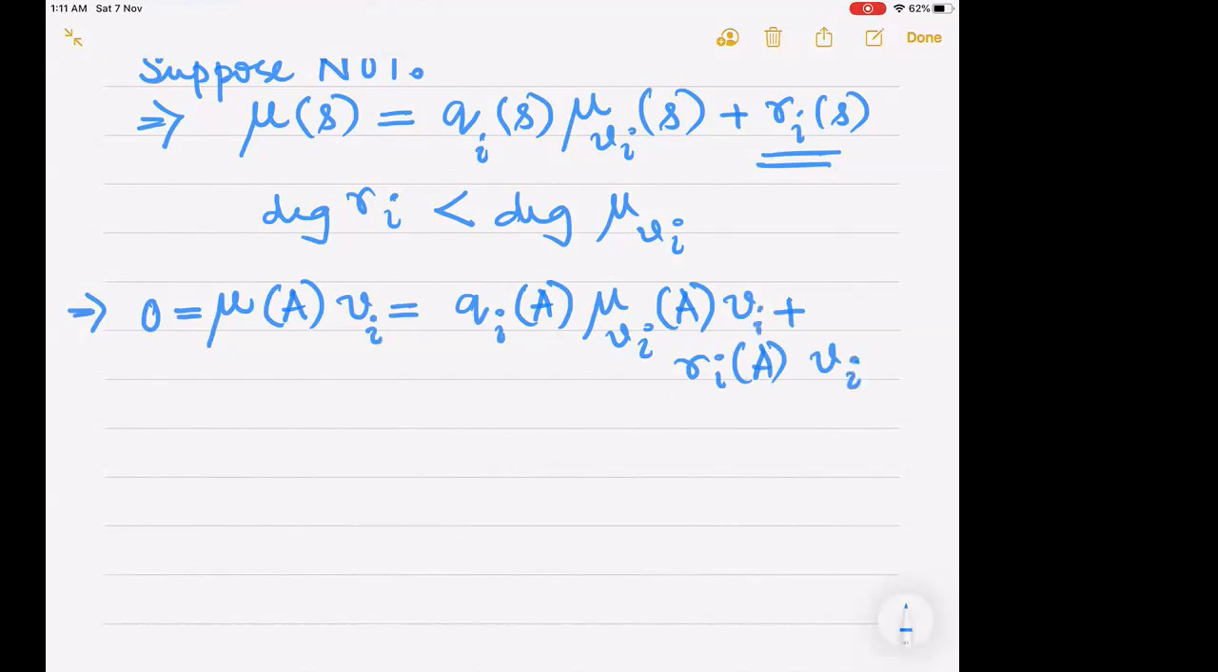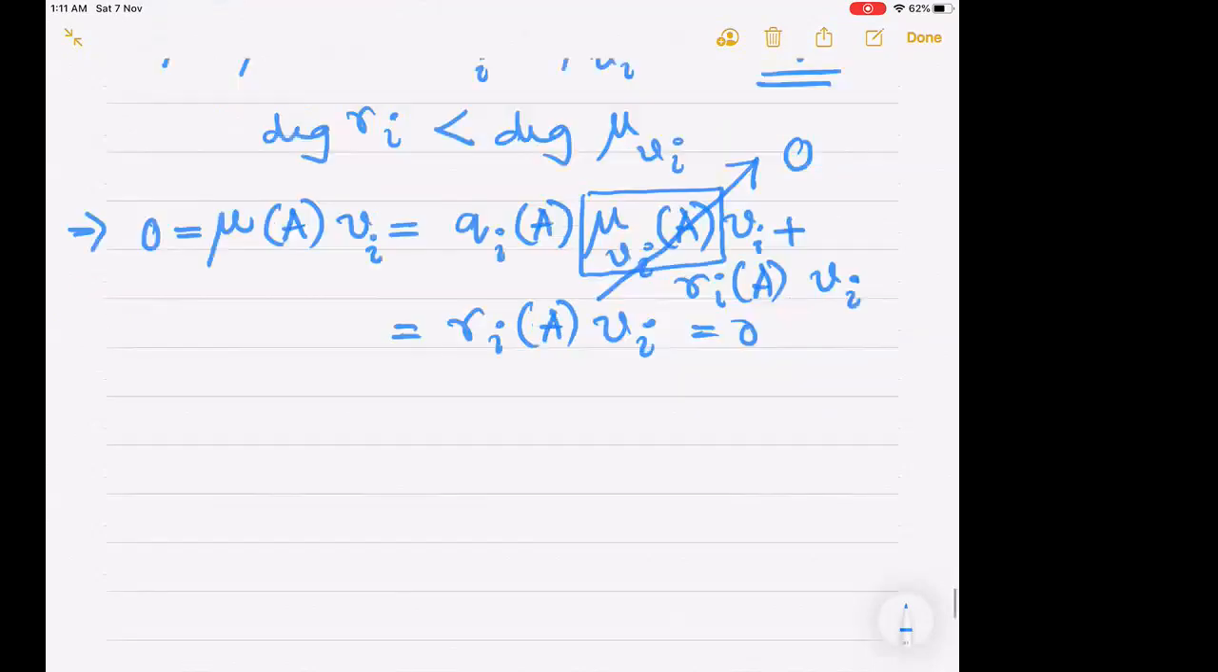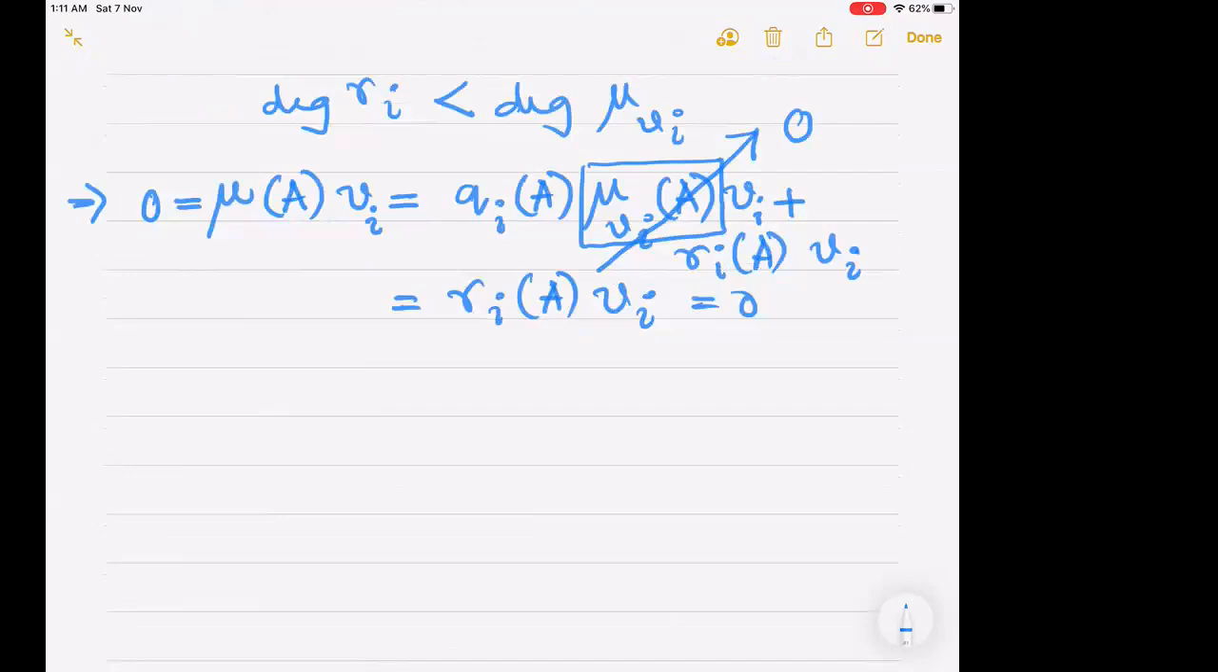But mu vi(A) is the annihilator polynomial with respect to vi. So when it acts upon vi, it must produce 0. This goes to 0, which then means that this is equal to ri(A) vi. That is equal to 0, since the left hand side was 0. Now therein lies the contradiction. Mu vi happens to be the least degree monic polynomial that kills vi. But now here is a lesser degree polynomial that kills vi. That's a contradiction.